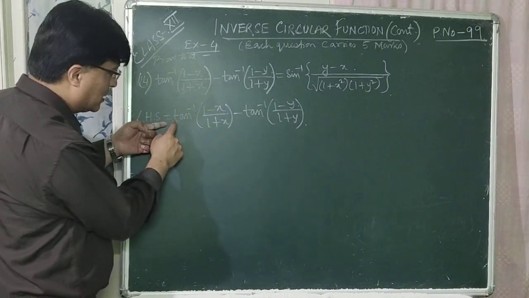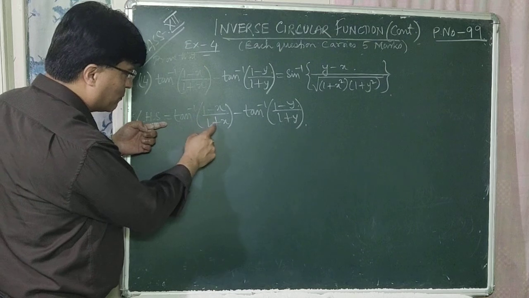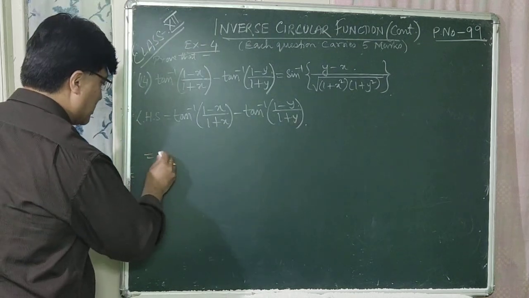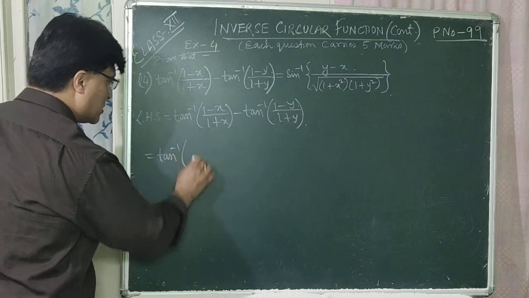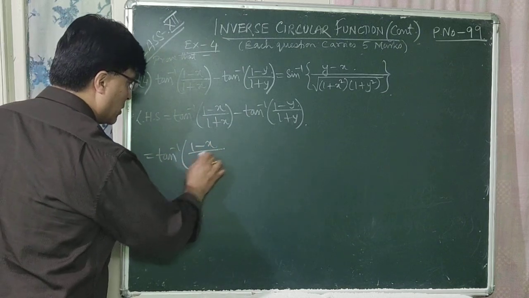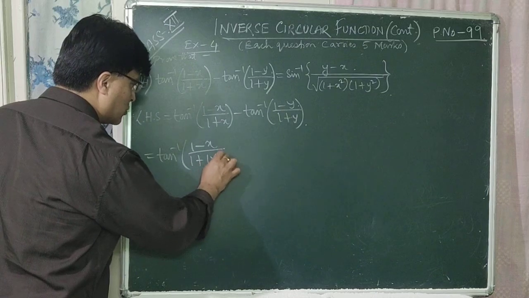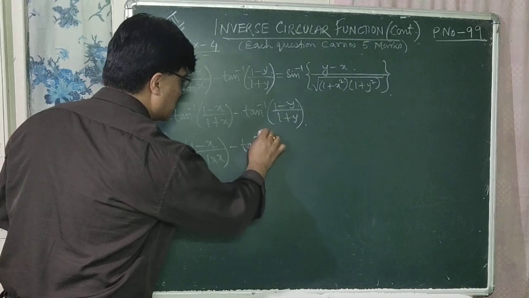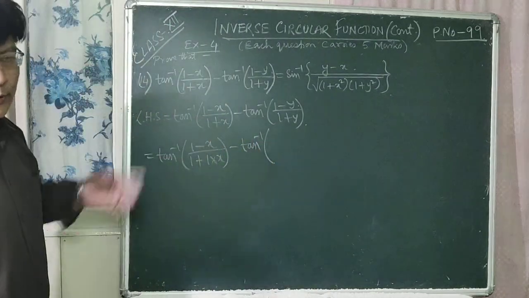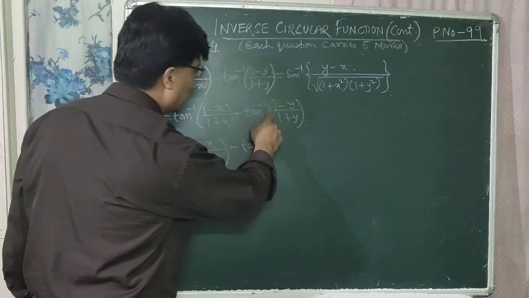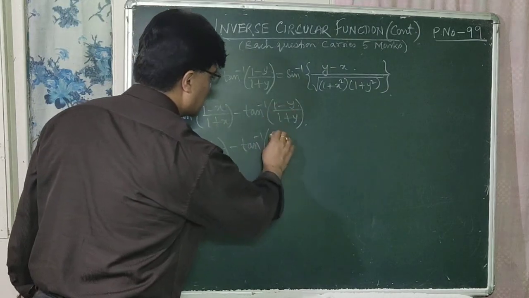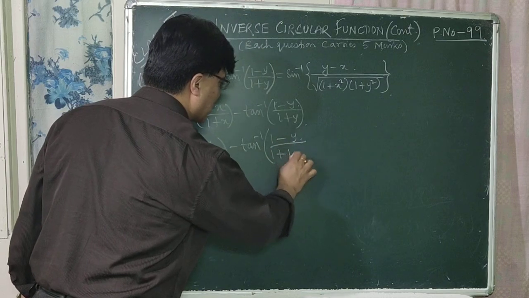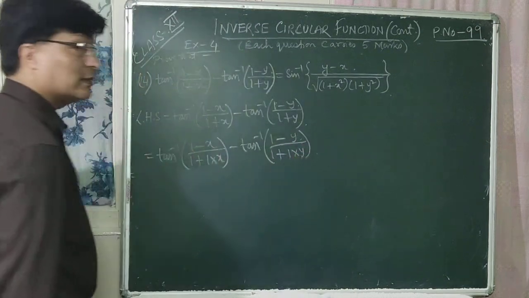This is the formula what? Tan inverse x minus y upon 1 plus xy. Here x is 1 and y is x, right? So that means you can use here tan inverse 1 minus x upon 1 plus 1 into x. This is the formula now. Minus tan inverse, this is also, you can simplify it. Similarly, here x is 1, right? So 1 minus, what is y here? It is y. Divided by 1 plus xy. That is 1 into y, right?